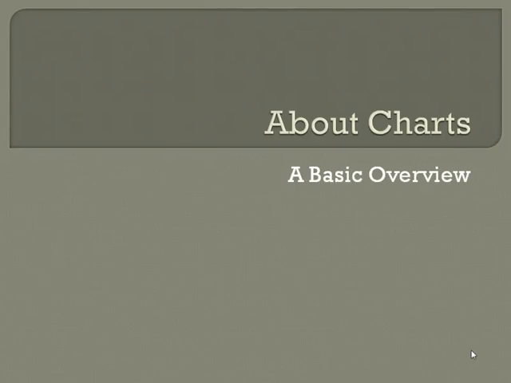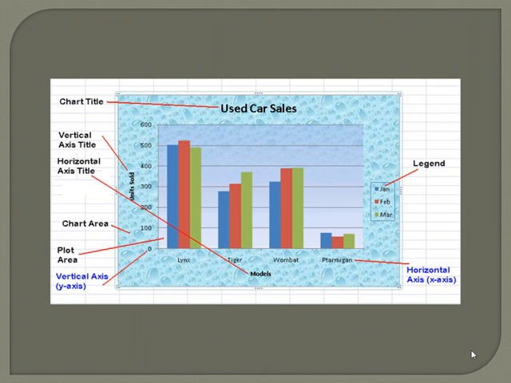Today we're going to start with a quick overview about charts in Excel and what a basic chart will look like. We're also going to talk about the different parts of a chart. You can see on this slide that I have a completely generated chart with a lot of useful information on it. The first thing that you'll notice is that up at the top I have a chart title, and in this case it says used car sales, and we're going to make a chart that kind of looks like this.